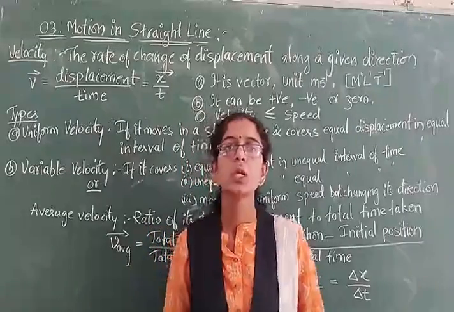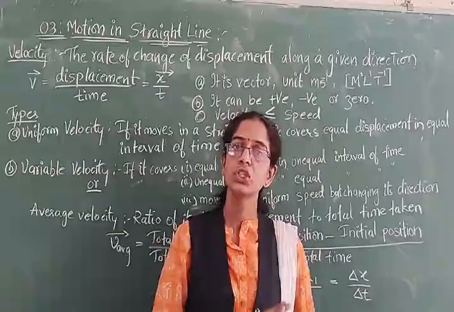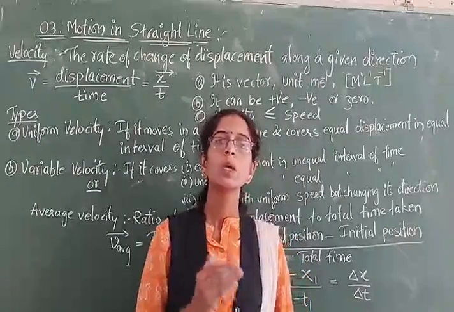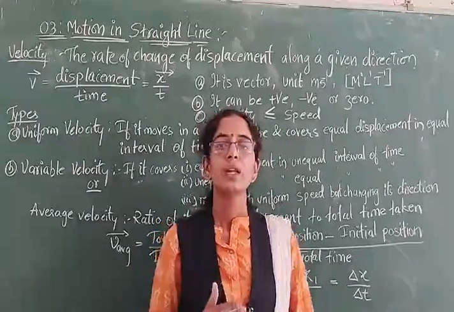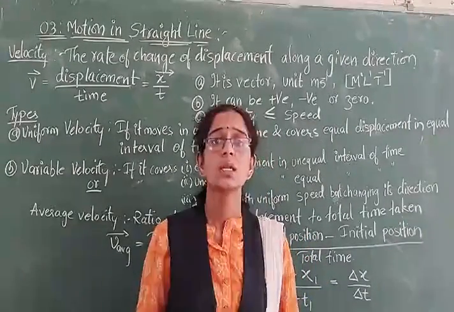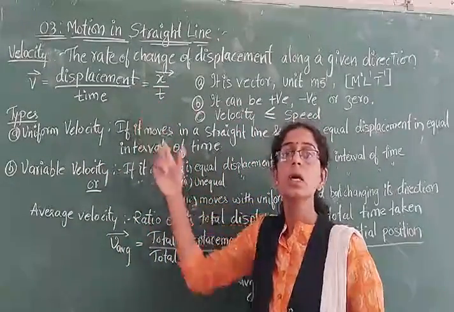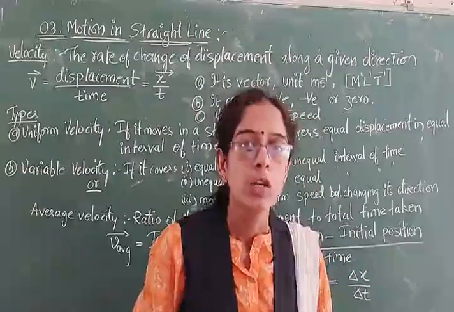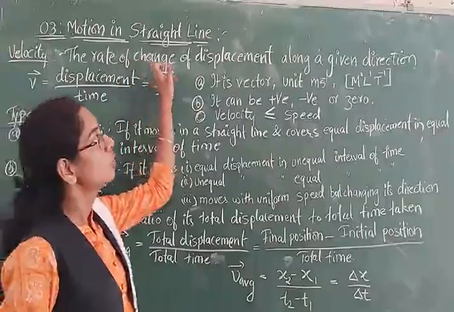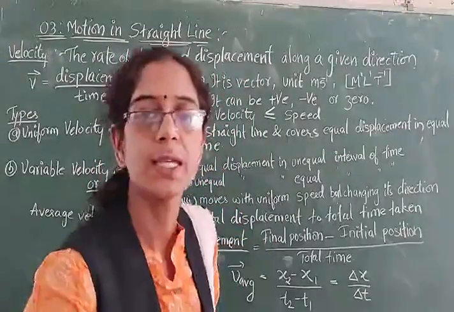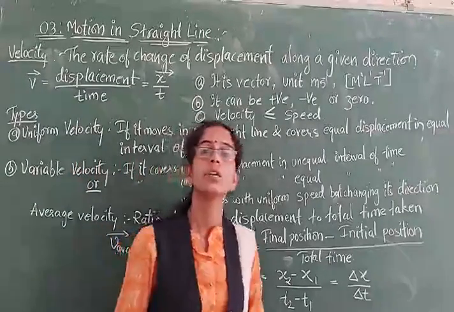Displacement, we know, is nothing but the shortest distance between 2 points, that is the initial and final points. So when we take into consideration the distance covered by the object, then it is speed, and when it is a displacement, it is nothing but what? Velocity. So velocity is defined in this manner. It is a rate of change of what? Displacement. Rate of change of displacement along a given time.